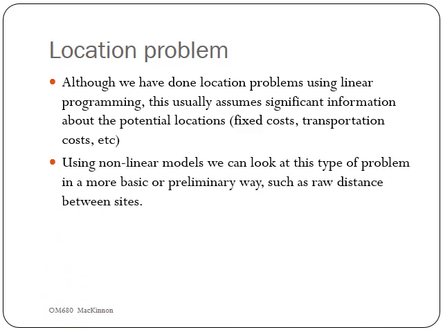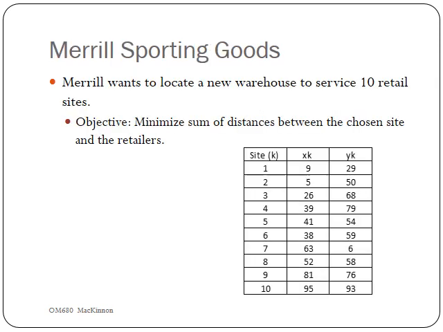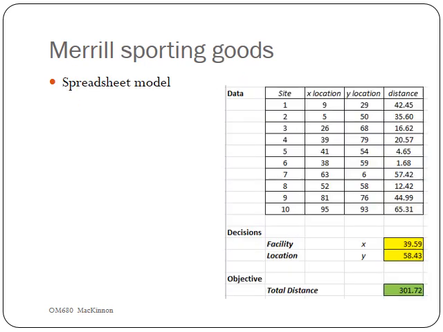But using the nonlinear solver, we can actually look at this problem in a bare bones way, or a very basic or preliminary way, such as the raw distance between sites. And you've done something like this actually way back in chapter 1. So Merrill wants to locate a new warehouse to service 10 retail sites. The objective is to minimize the sum of the distances between the chosen site and the retailers. This is exactly like the homework you did in chapter 1.